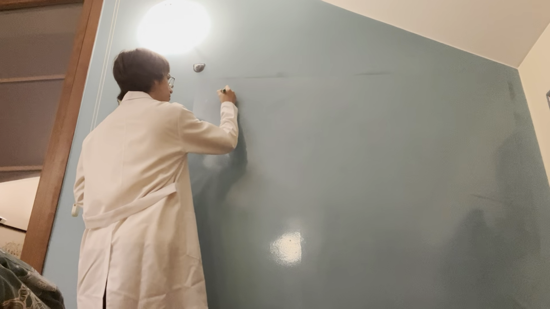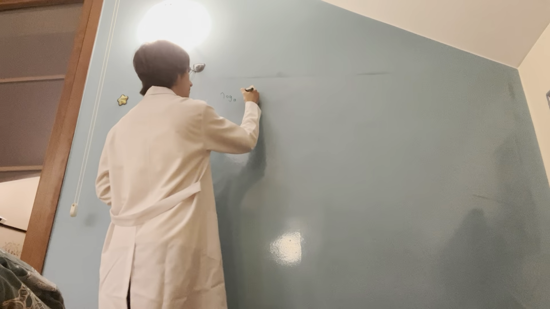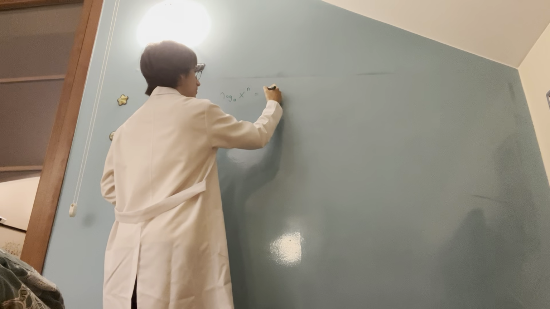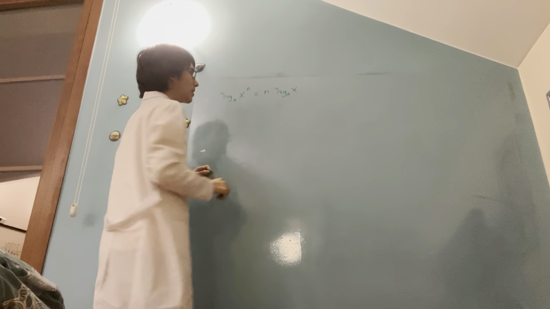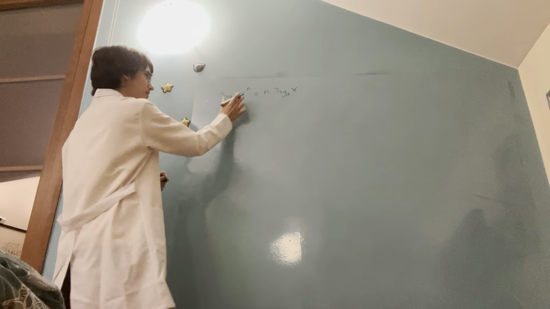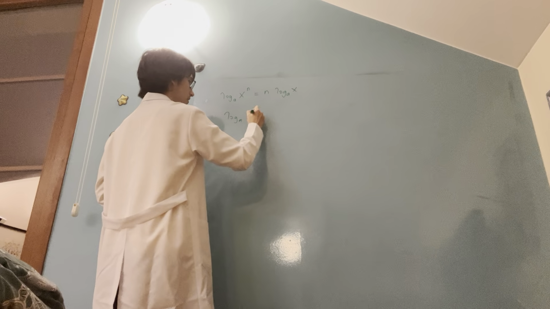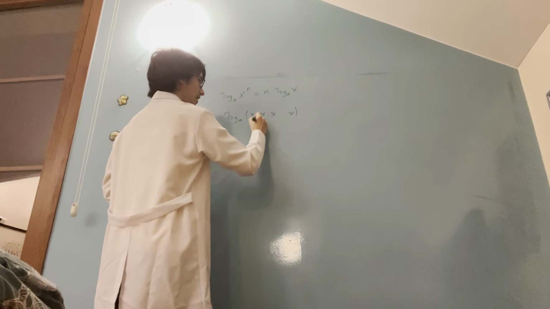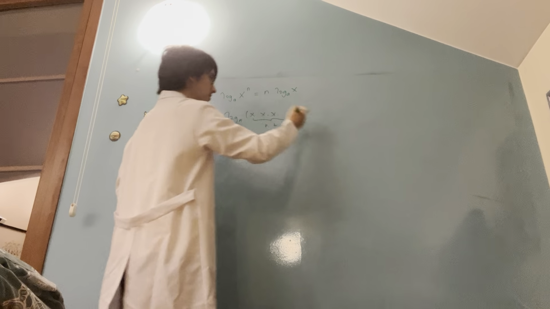Now, I would like to prove that log base a of x to the n is equal to n times log base a of x. Why does this hold? Let me write x to the n as a product x times x times x times dot dot dot x, repeated n times, because that's what an exponent means.